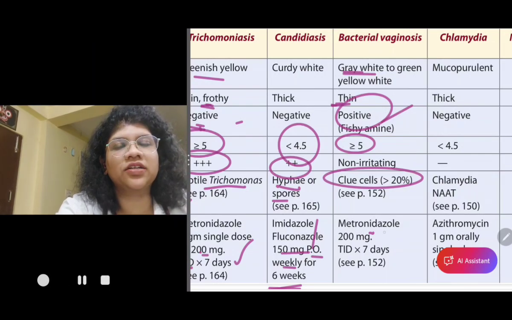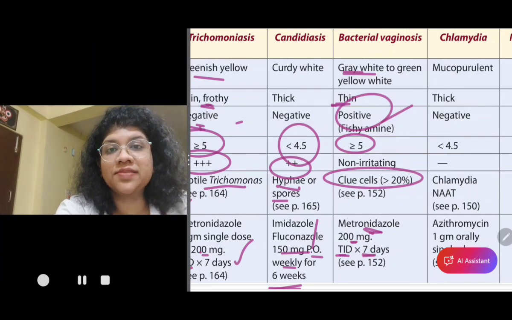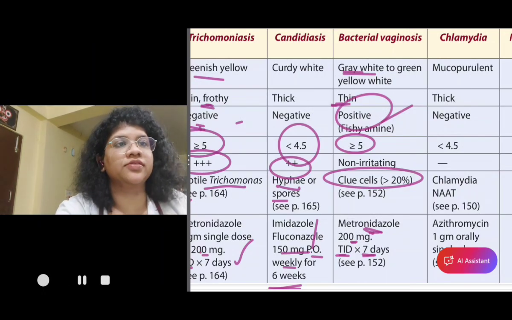So treatment of bacterial vaginosis, I'm sure you all know, is metronidazole 200 milligram TDS for 7 days you have to give. Drug of choice remains metronidazole even in case of pregnancy with bacterial vaginosis.